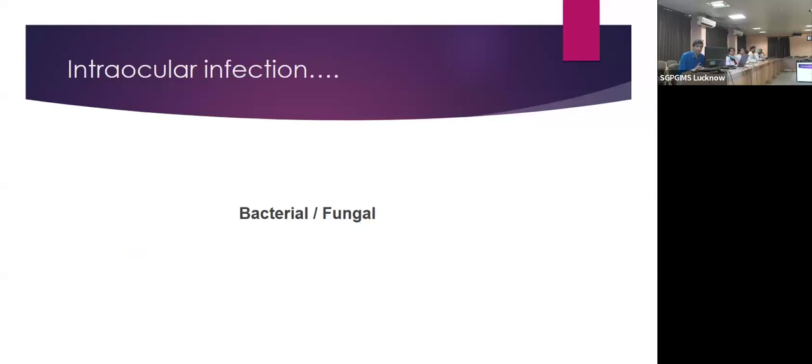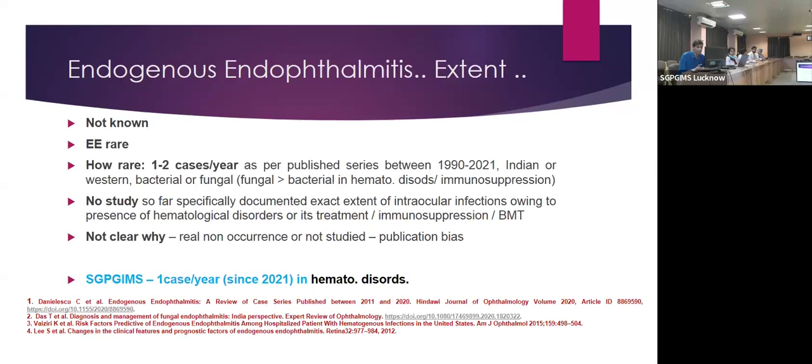This is the viral, and now, as I said, the bacterial and fungal. The bacterial and fungal infection manifest mostly by endogenous endophthalmitis. Viral also can cause endophthalmitis. CMV may also cause endophthalmitis, but it is more common with bacterial or fungal agents. Actually, it is very rare. And how rare? In all the published series, whether fungal or bacterial, or specifically in hematological disorders, or all the cases of immunosuppression clubbed, it is not more than 1 or 2 cases across the globe per year.